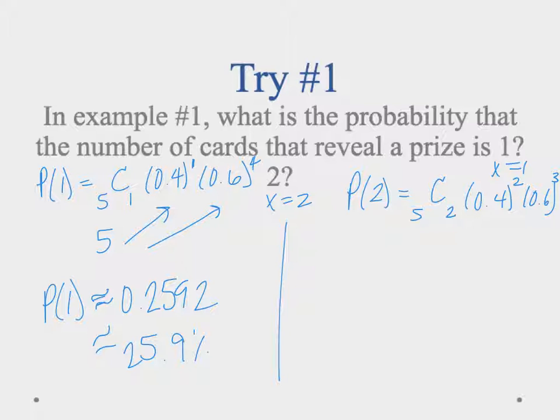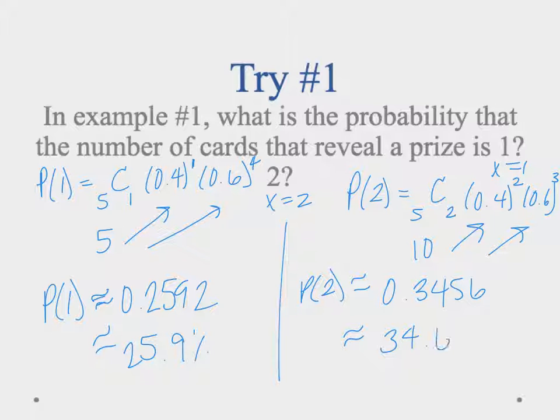All right, and the next one, again, 5 math, because now we're choosing 2. That would give us 10. So then 10 times those two numbers. So the probability of choosing 2 is about, let's see, that's 10 parentheses 0.4 squared, and then parentheses 0.6 cubed. And that gives us about 0.3456, which is about 34.6%.